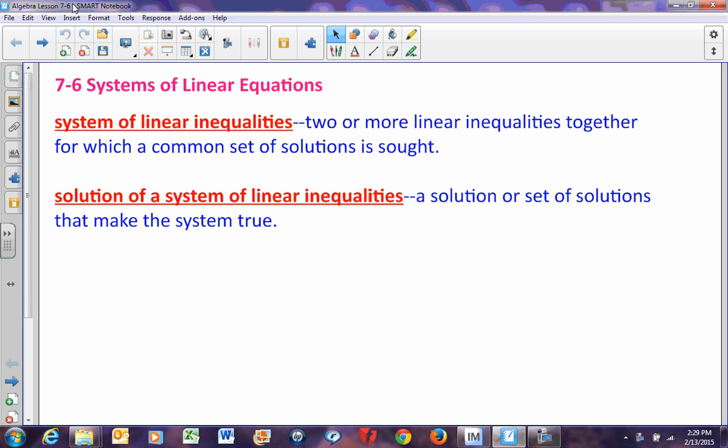This is Algebra Lesson 7-6. Systems of linear inequalities, I should say, not linear equations, I should say inequalities. That's an error.